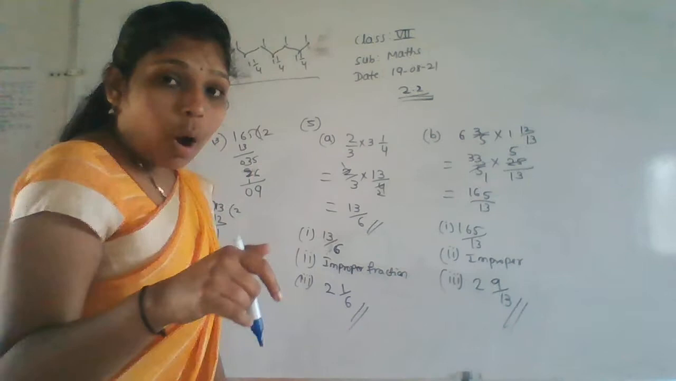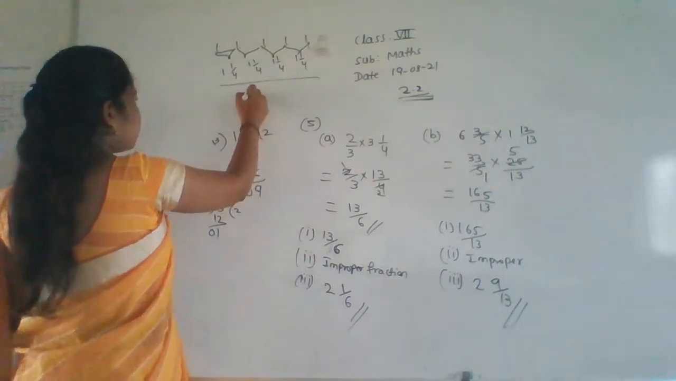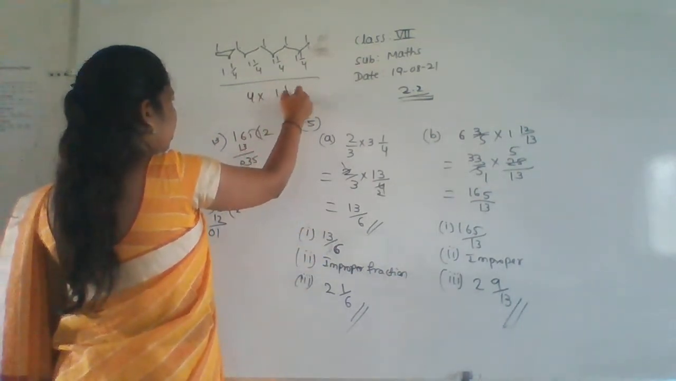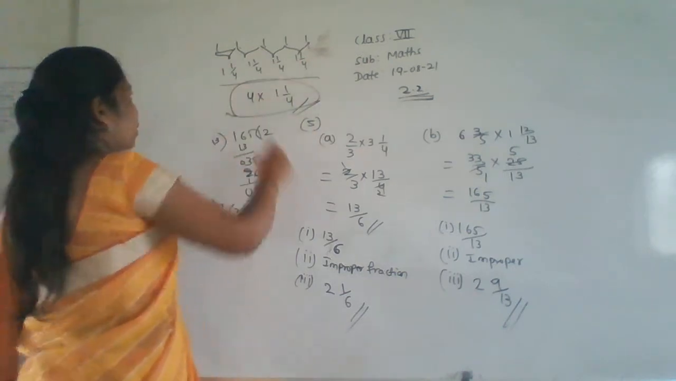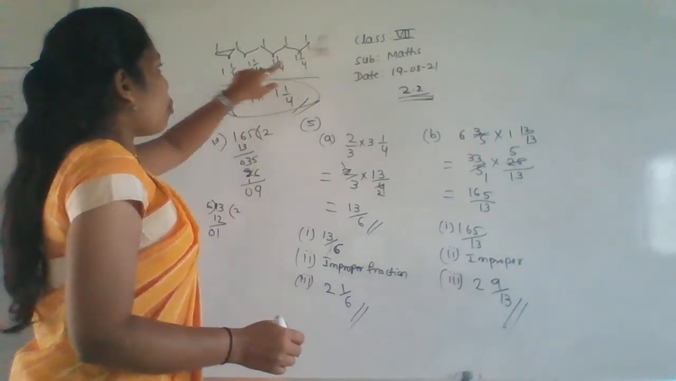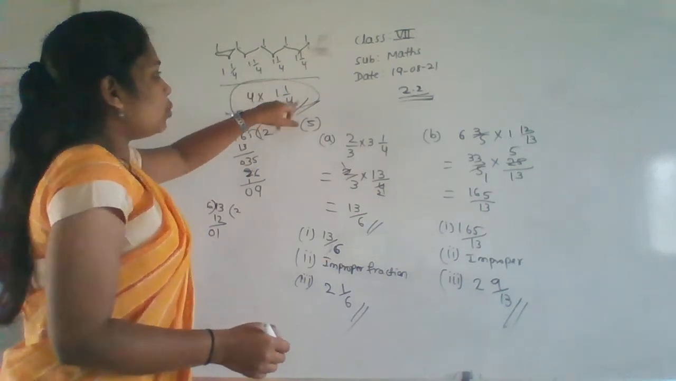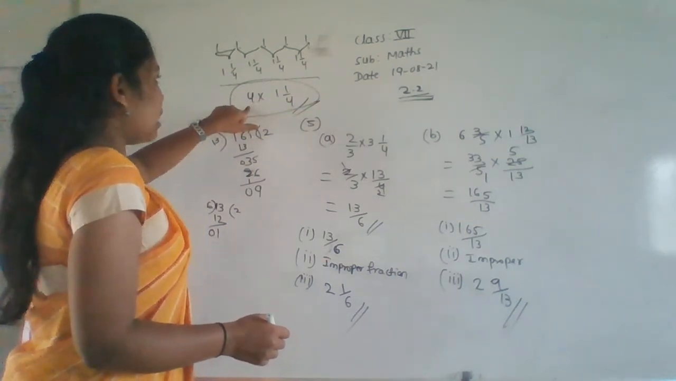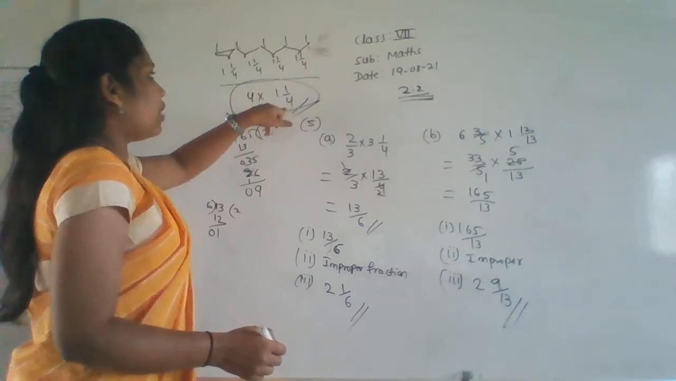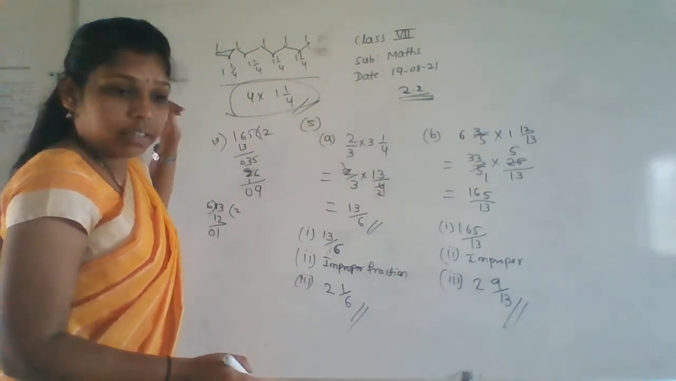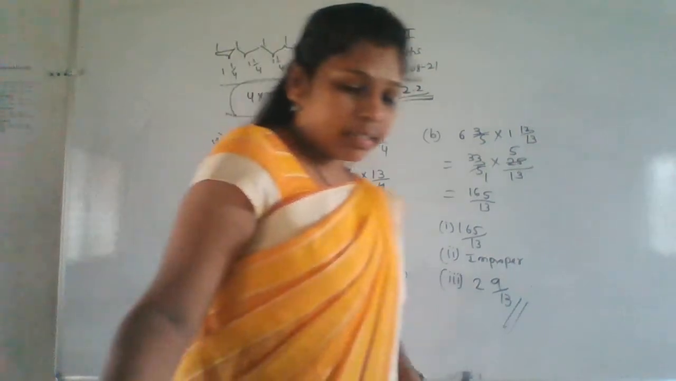4 times. So how to find the total distance here? Just multiply 4 into 1 integer 1 by 4, you will get the answer. Because we are getting the same distance 4 times, for that reason just multiply that distance with 4. 4 into 1 integer 1 by 4, you will get the answer. That is the sixth one. Okay, next the seventh one.